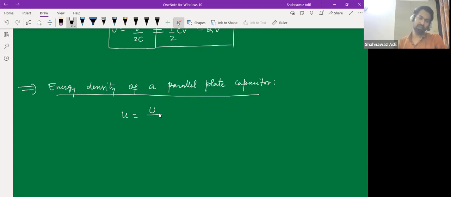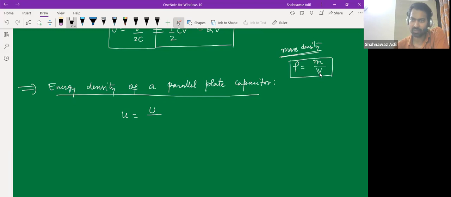If I ask you mass density, what is mass density? Yes, mass density. And remember, this is volumetric. So what is mass density? M by V, right? So density means divided by volume, if you are calculating the volumetric density. So this is divided by volume.